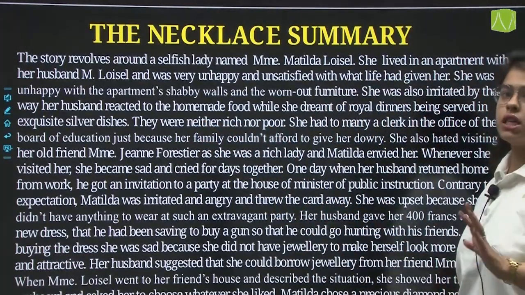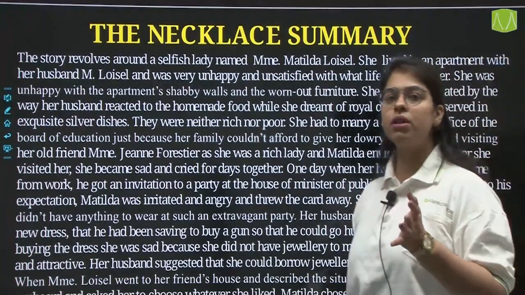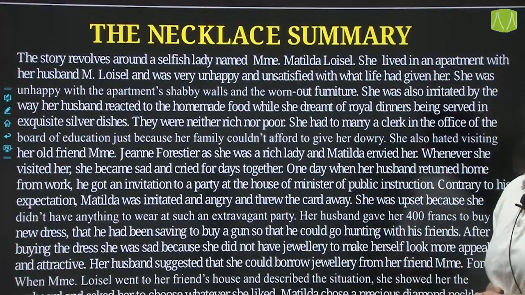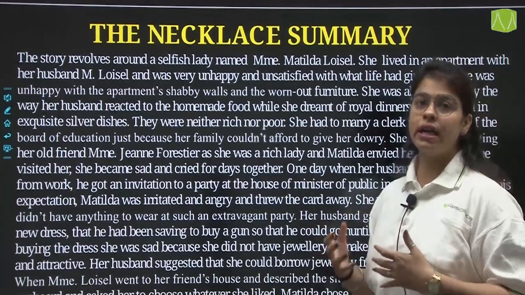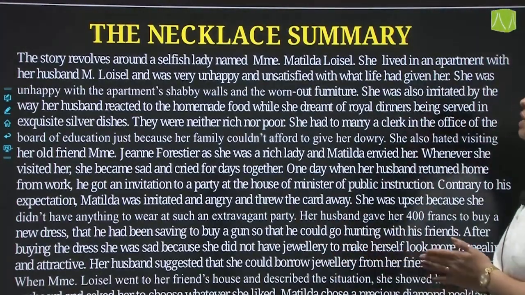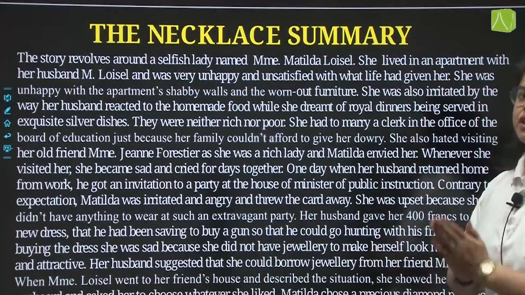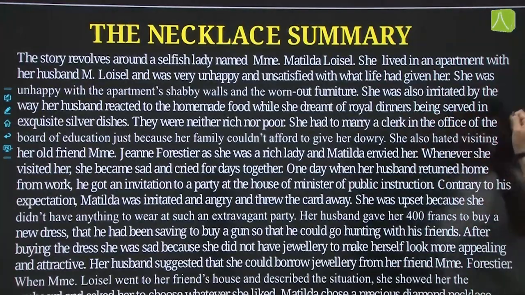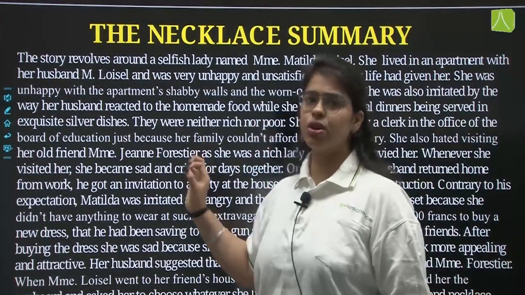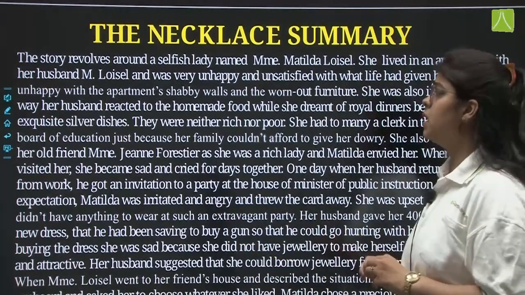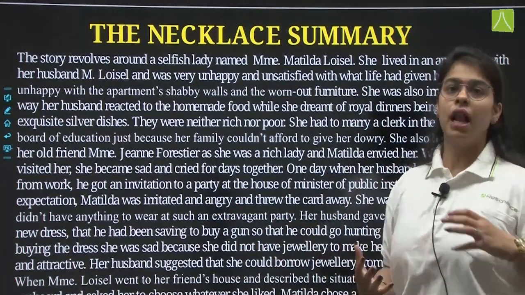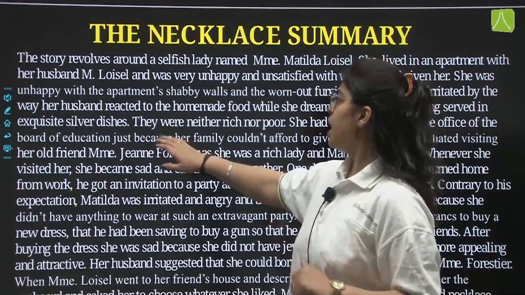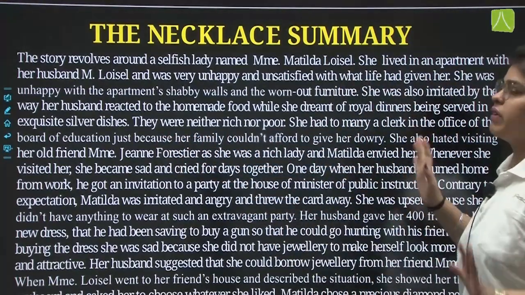Her husband was a satisfied man, he was happy with what he had, but this Matilda Loisel was unhappy and she always dreamt of royal dinners, a royal bungalow or house, and she was not at all happy with the present life she was leading. She always thought of royal dinners being served in exquisite silver dishes. She thought of big hotels or restaurants where different dishes were lying on the table, and she was basically unsatisfied with her life. They were neither rich nor poor, so they were a middle class family.